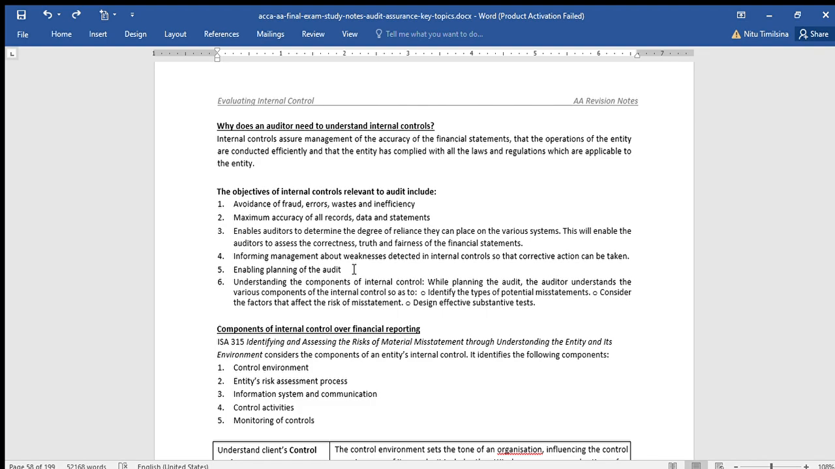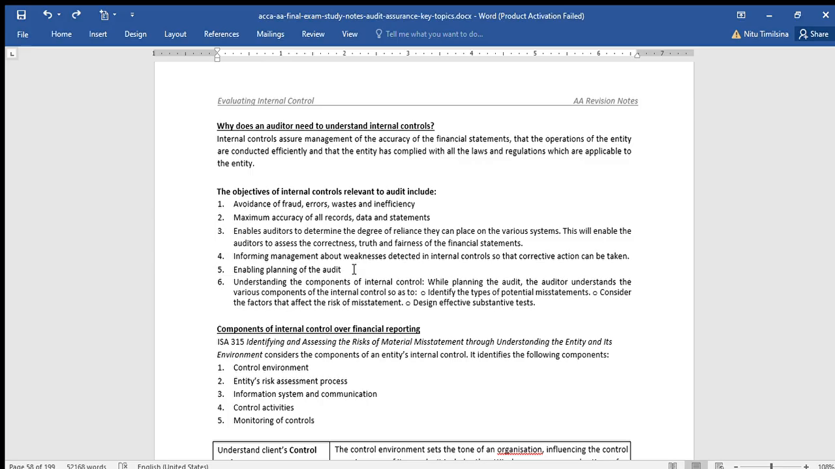So it detects fraud and errors also. Maximum accuracy of all records, data and statements. So it ensures accuracy of records. It enables the auditor to determine the degree of reliance they can place on various systems. This will enable the auditor to assess the correctness, truth and fairness of the financial statements, deciding how much they can rely on the system.